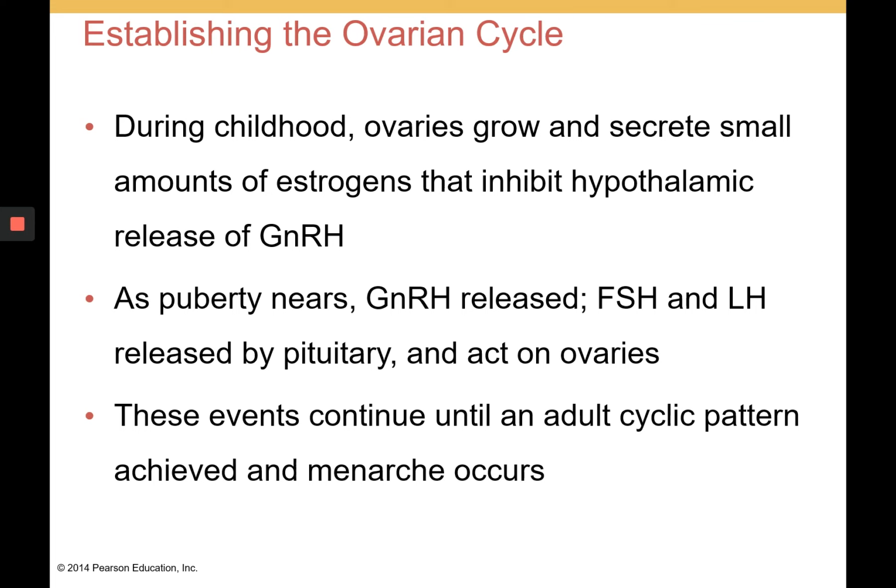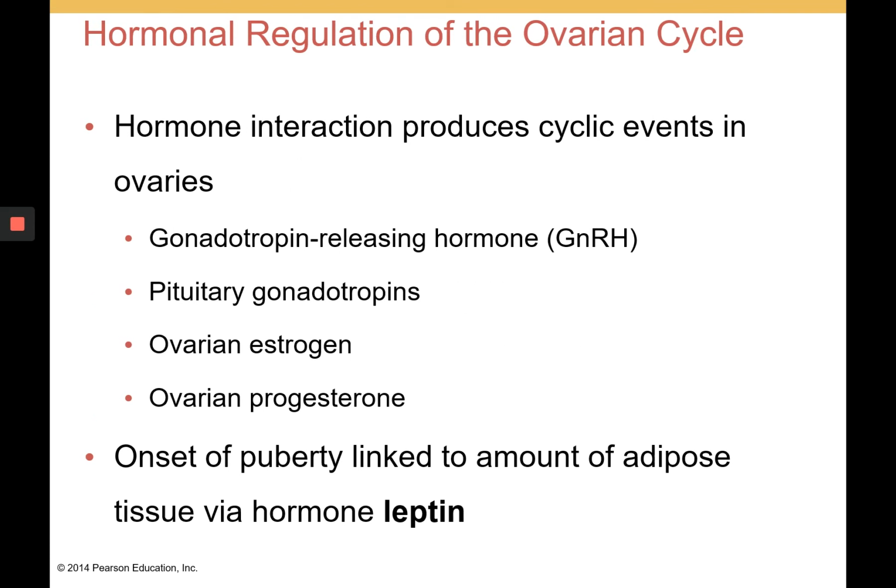They're released by the anterior pituitary. They're able to travel to the female gonads and act on the ovaries. And these events are just going to continue until an adult cyclic pattern and the first menstruation occurs, called menarche. So the hormone interaction that produces the cyclic events in the ovarian cycle, occurring at the ovaries, includes gonadotropin-releasing hormone from the hypothalamus, the pituitary gonadotropins, follicle-stimulating hormone and luteinizing hormone, and then ovarian estrogen and ovarian progesterone.